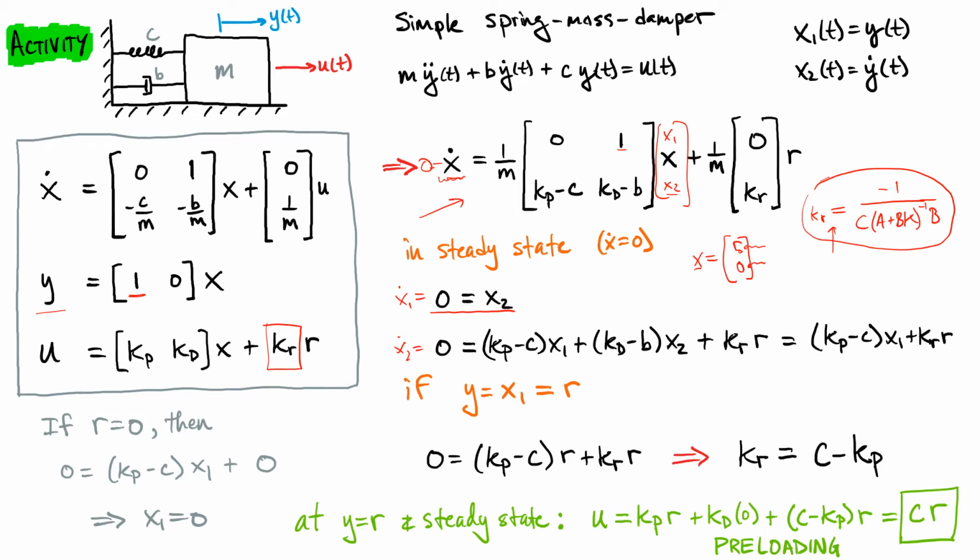This is a little bit more complicated, but now we have the x1 term multiplied by kp minus c, the x2 term multiplied by kd minus b, and we have this r term multiplied by kr. All of that gets put down into this equation. And notice that we have these 1 over m's. Since we're setting all of this equal to 0, we can just multiply both sides by m to get rid of those.